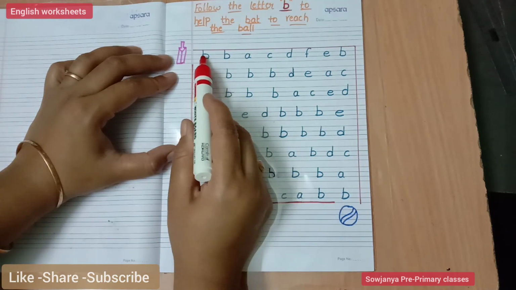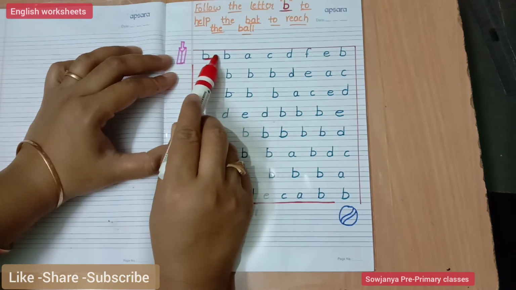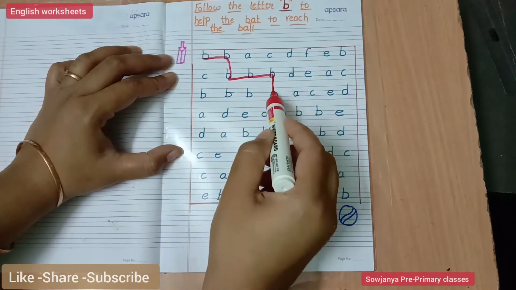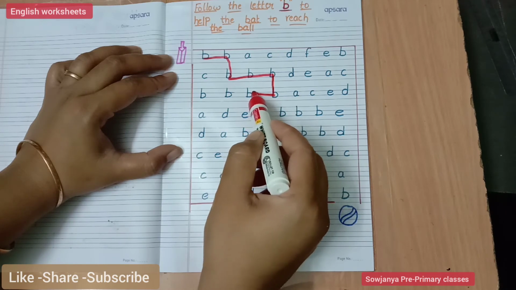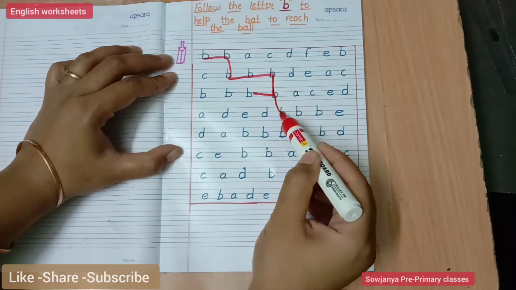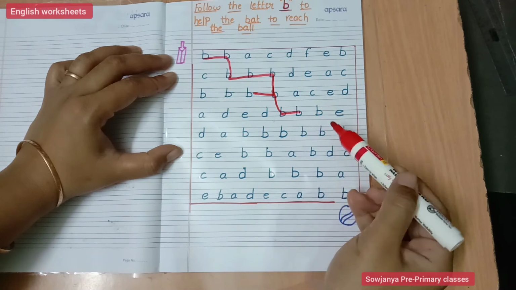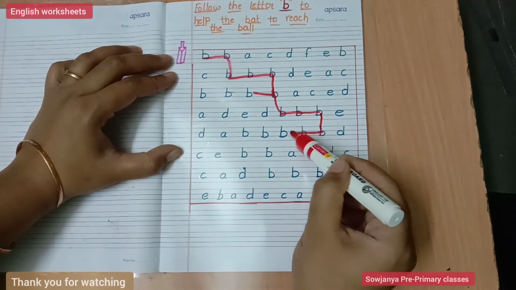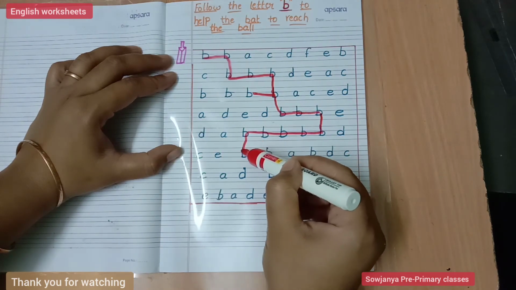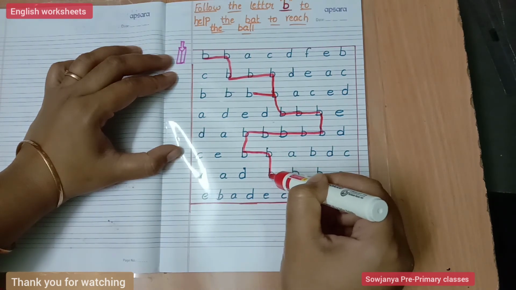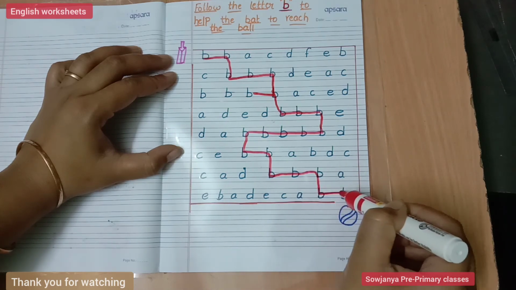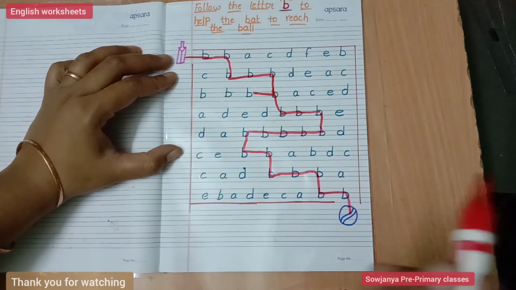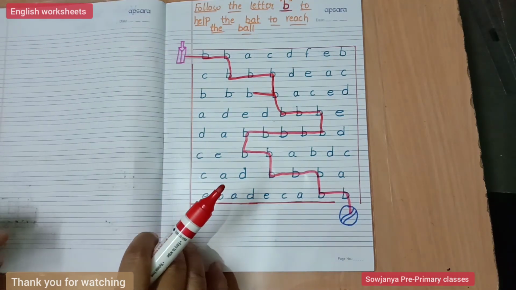See here, B is there. Draw on the B only. See, B, B, B. Come down. Again back. See here, B, B. And where is B? Yeah, here B, here B. Back again, like this. Again here, yeah, come down. B, B. Yeah, see, the bat came to the ball. Like this. Okay, bye.